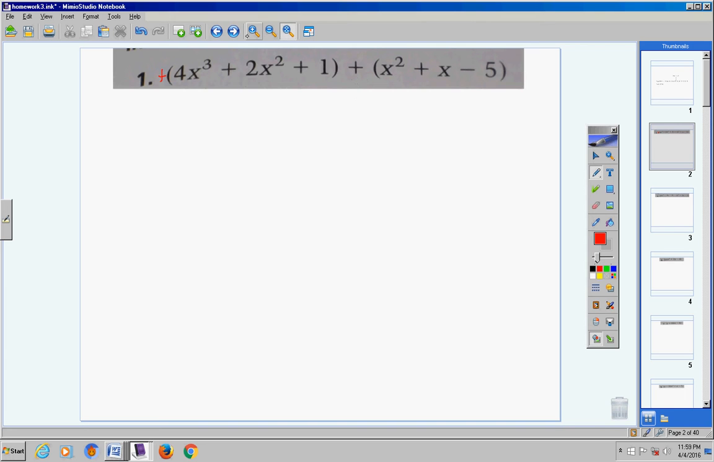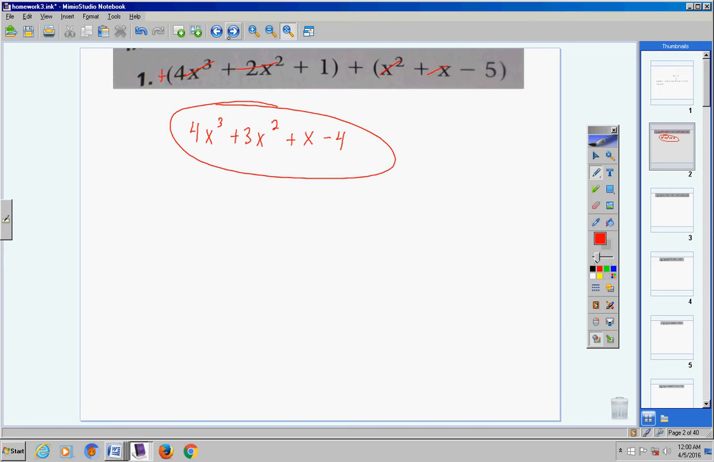For example, I have an x cubed term here. There's no x cubed term over here, so bring down your 4x cubed. I have an x squared here and an x squared here, a positive 2 and a positive 1. That's a positive 3x squared. I have an x term here with no x terms over here, so bring down your positive x. Then I have a positive 1, negative 5. That's a negative 4. Alright, let me quickly check the back of the book, and let's continue on.